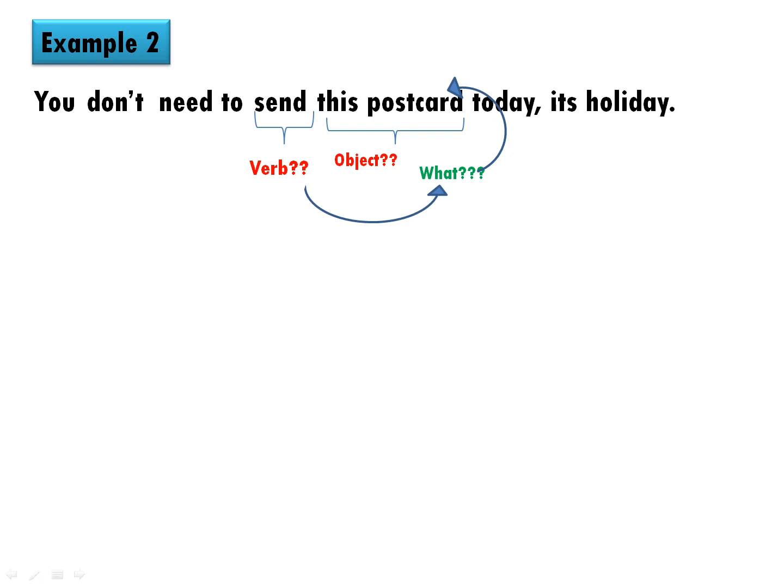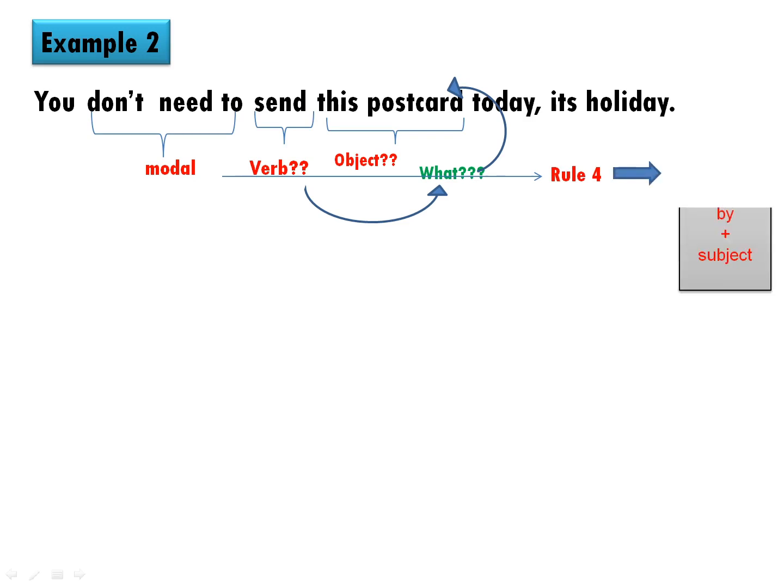Great. Now, since I have send here as a verb, and this postcard is an object, what is this don't need to? What is it? I'm going to ask myself, and then I'm going to think about the model. Oh yes, so this is the model. Which rule am I going to use? It's rule number 4. What is rule number 4? It is this: object plus model plus be plus verb in the past participle plus by plus the subject.